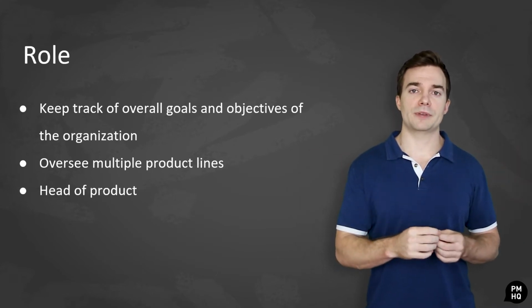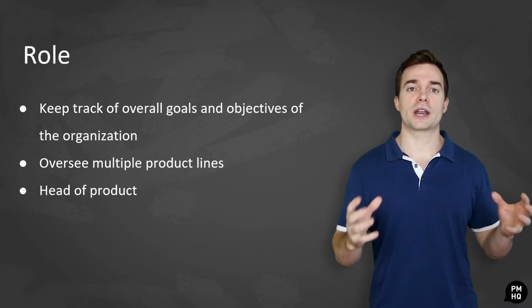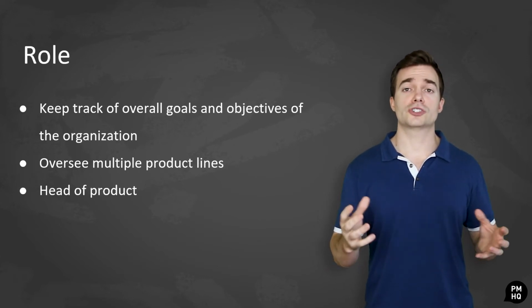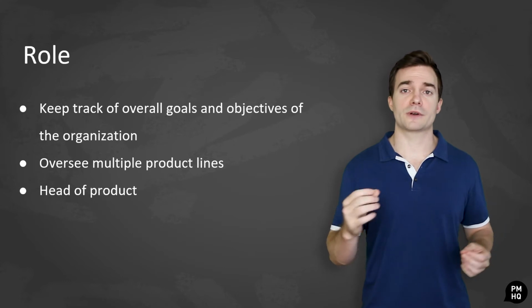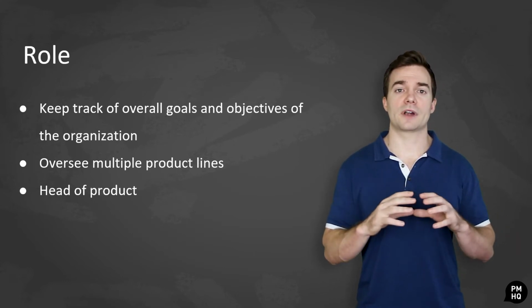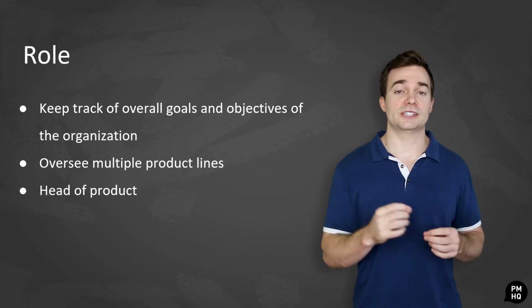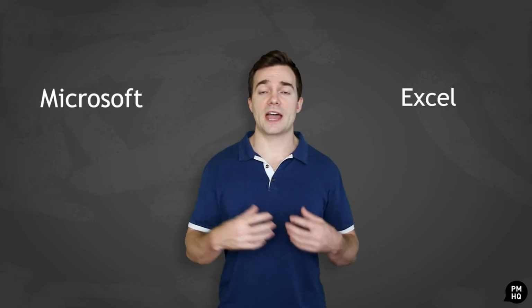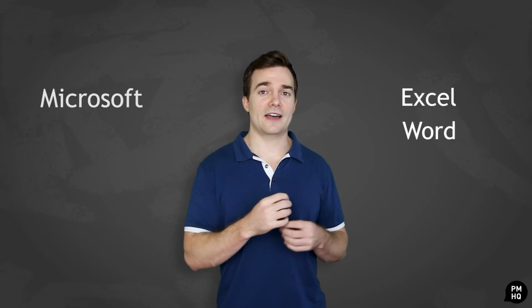Most small-sized companies do not hire CPOs since their product managers usually assume the roles of CPOs. In contrast, large-sized tech companies prefer hiring a CPO. This is commonly seen in tech companies that deliver more than one product, such as SaaS companies. And you can think of companies that deliver multiple products like Microsoft. They have Excel, they have Word, and they have many different other products in their line that they sell.